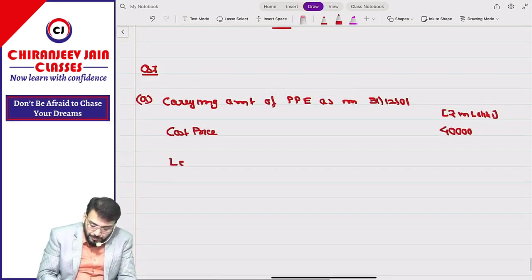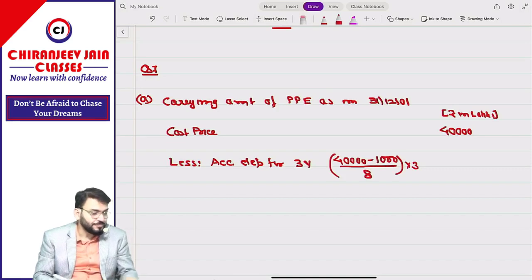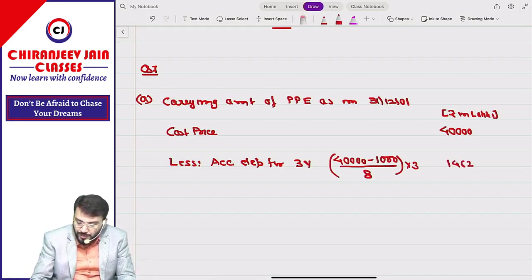So we will charge depreciation for how many years, and accumulated depreciation for 3 years. It is 40,000 minus 1,000 divided by 8 into 3. How much? 14,625. You have already done it.